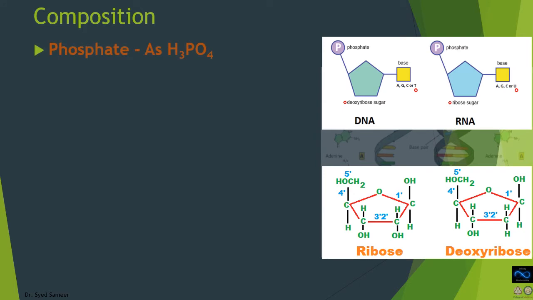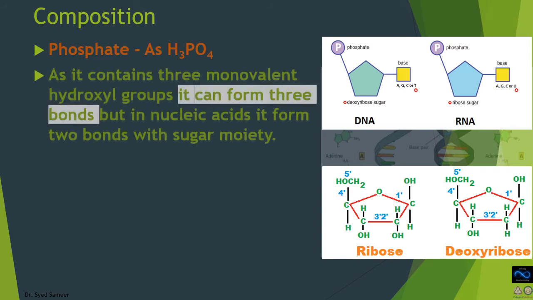Another important component of the nucleic acid is the phosphate. In soluble form, it is present as H3PO4. So it has three monovalent hydroxyl groups, and it can form three different bonds. But here in nucleic acid, it forms two bonds.